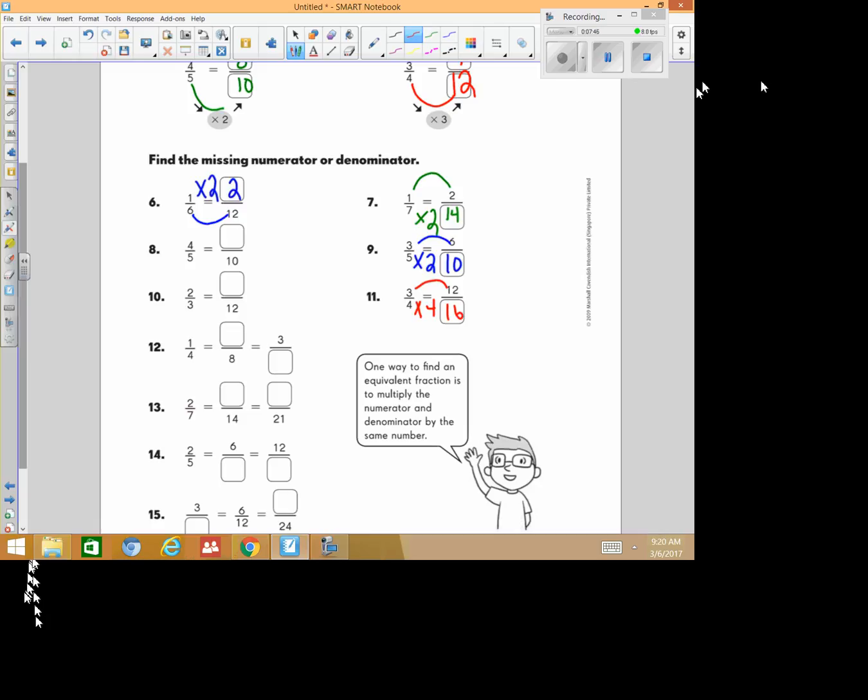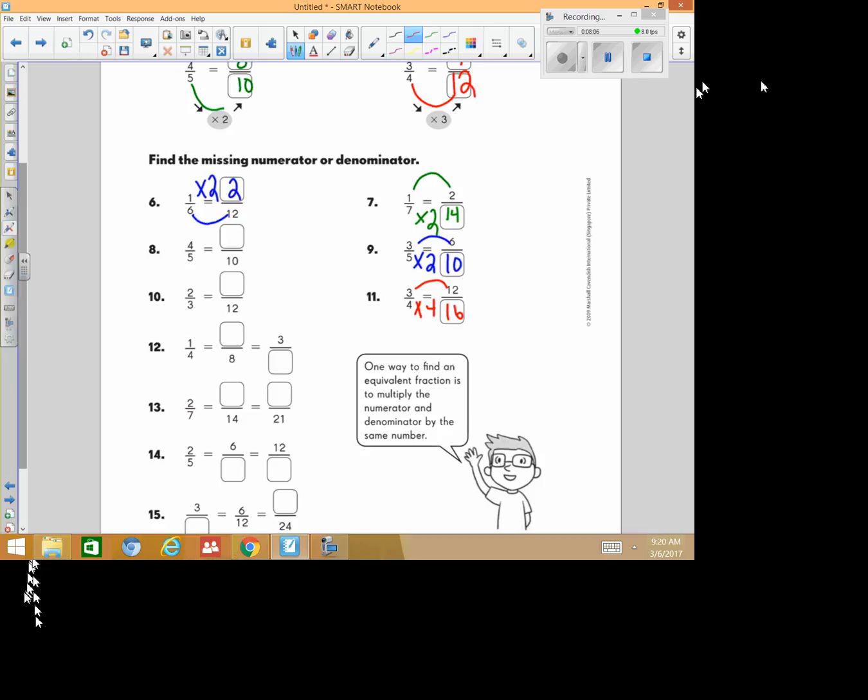The rest for homework? Not yet. What are these called? What are these kind of fractions called if they're equal? We learned that cool word one day. Do you remember what that word is? Equivalent. These are called equivalent fractions. They look the same, they just have different amounts of pieces, okay?